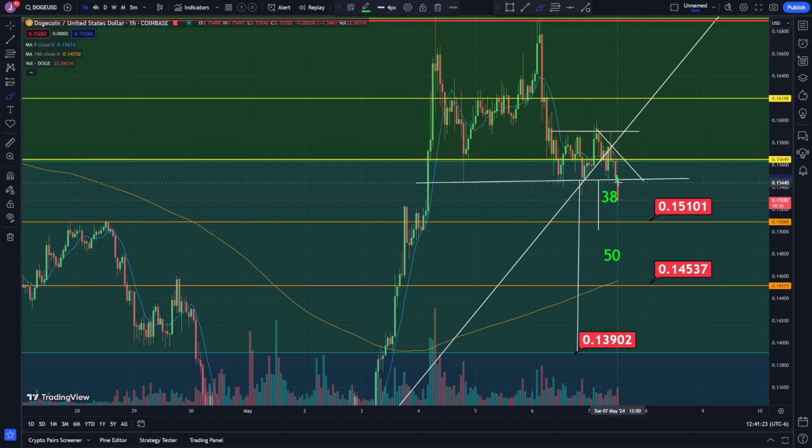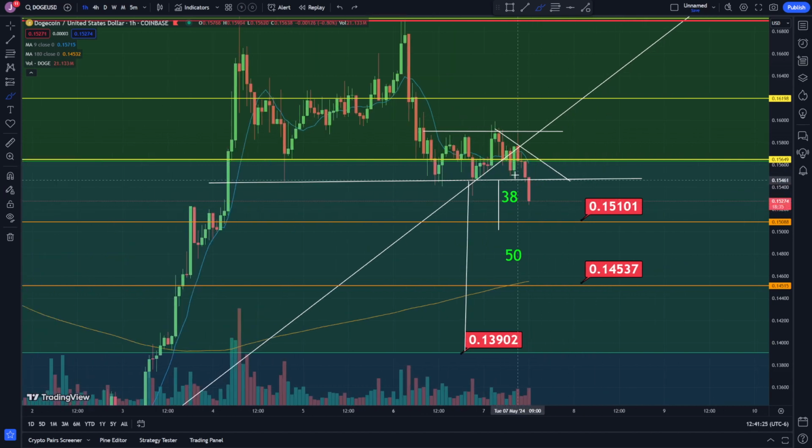So basically we're falling down now, and like I said, until we start breaking to the upside or until we start trending up, I'm looking at the targets going to the downside. I got the 38 and 50% level.